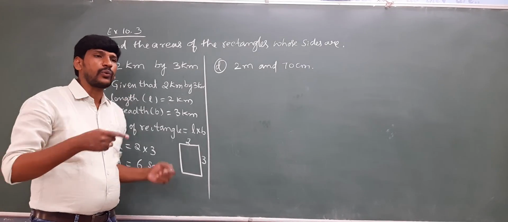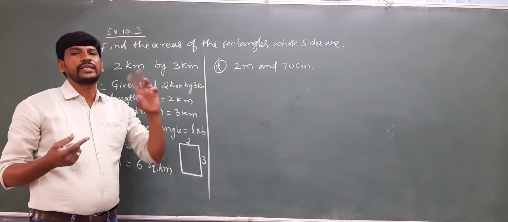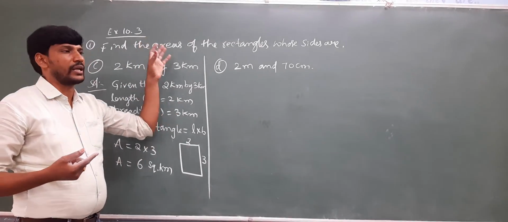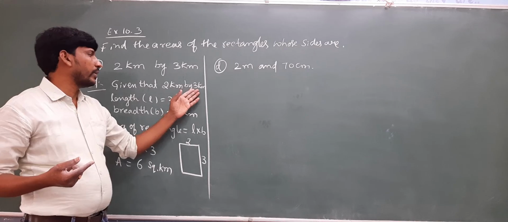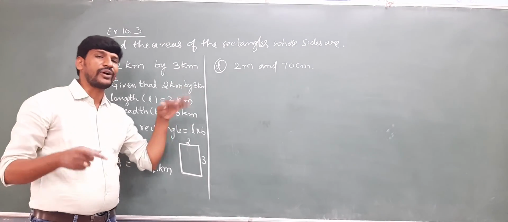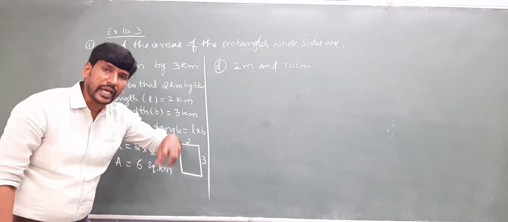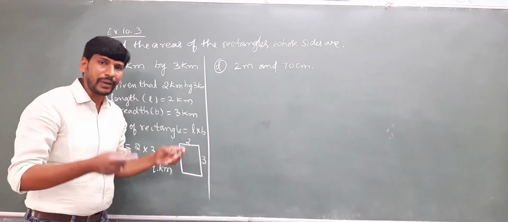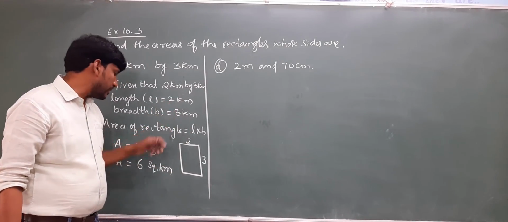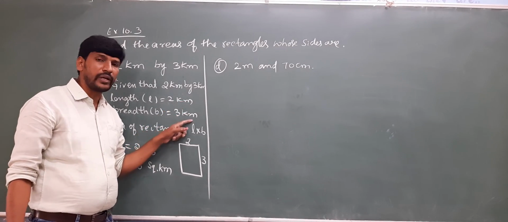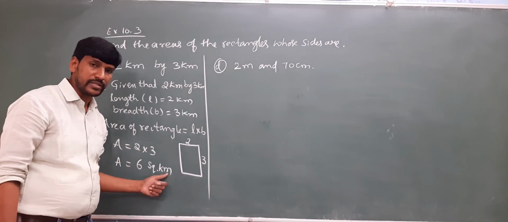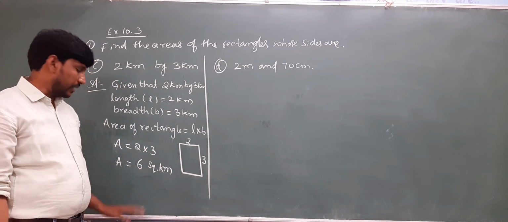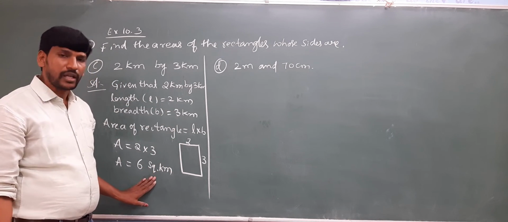In the perimeter, we are adding, that's why we did not change the units there. To find the perimeter of the given rectangle, 2 km and 3 km, what is the perimeter here? 2 plus 3, 5 kilometers only. But coming to area, here we are multiplying both the units. So 2 threes are 6, kilometer into kilometer, which is nothing but square kilometers. So you will get 6 square kilometers.